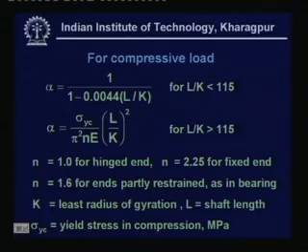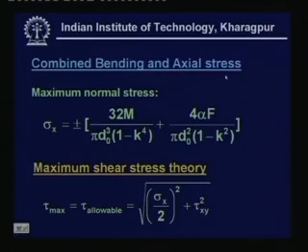It is 1 minus 1 divided by 1 minus 0.0044 L by K and sigma yc by pi square n by E L by K whole square, whenever the L by K value is more than 115, and this is when L by K is less than 115.